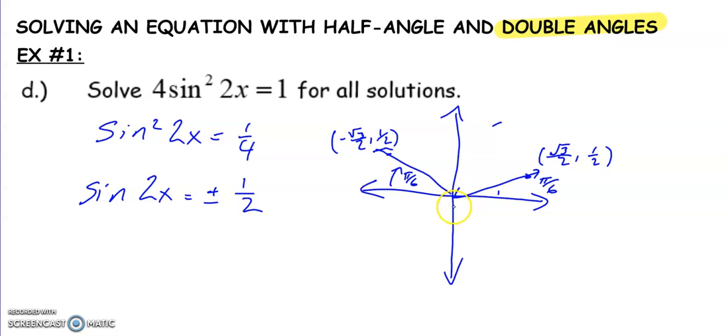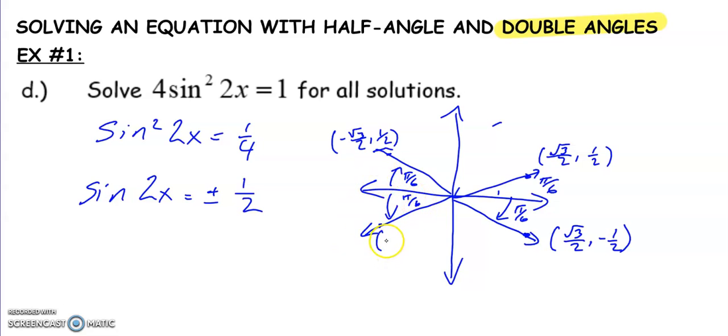Now I need to do the negative 1/2. The negative 1/2, again, with a reference angle of pi over 6 away from the x-axis. So now we're talking radical 3 over 2 and negative 1/2. There's my first negative 1/2. Coming down this way with that reference angle again, pi over 6 more than pi. And that's going to be negative radical 3 over 2 and negative 1/2.